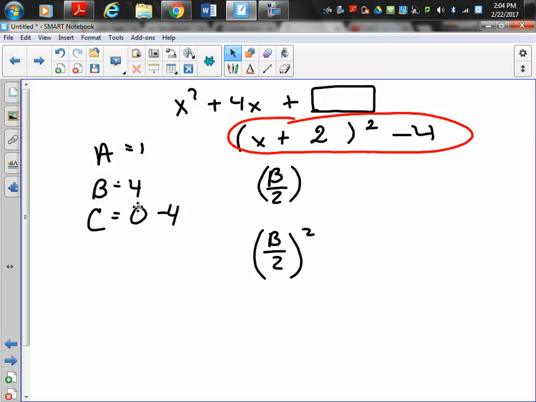Now, it's the same process over and over and over again. Quit making fun of my shoes. Alright, so let's look at another one.